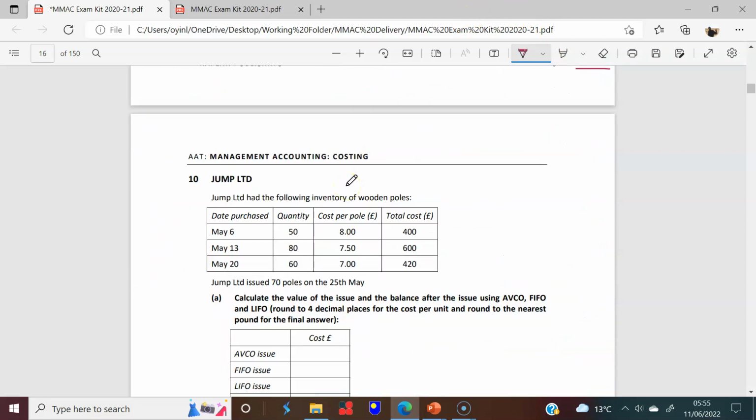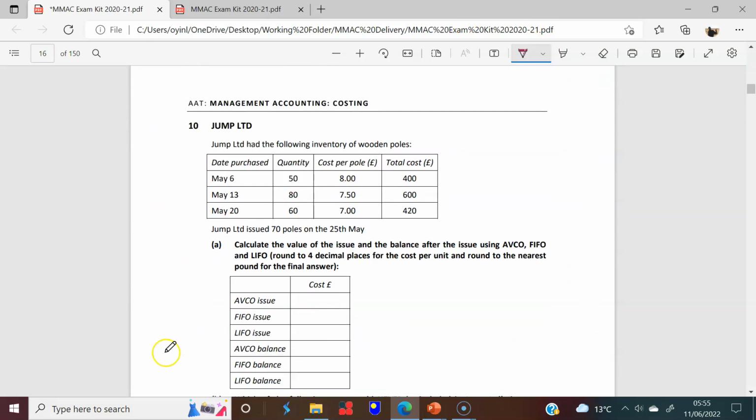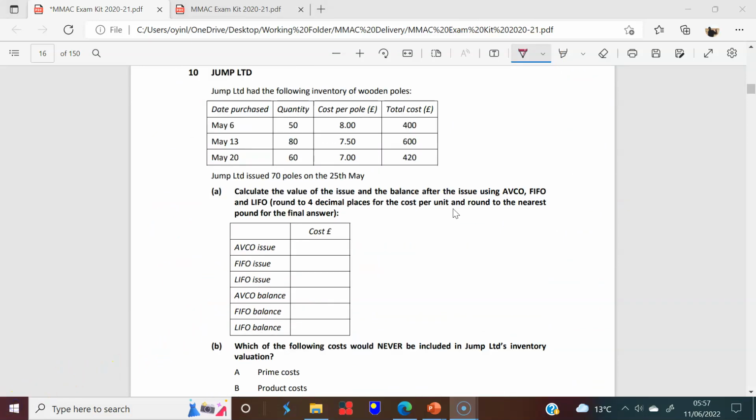That's question 9 for you. Not too crazy a question. Let's look at what they're asking us here. They're asking us that our friend here issued 70 polls on the 25th of May. So well issued after all these goods had arrived.